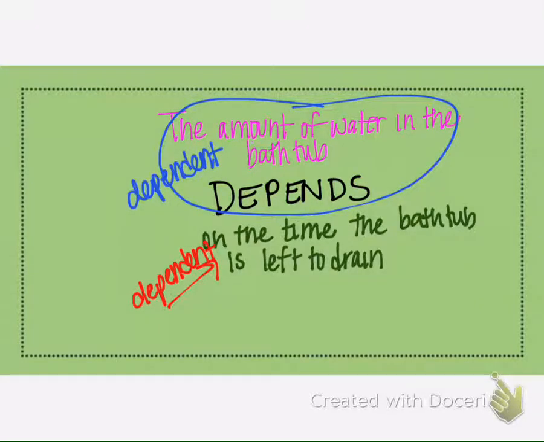So hopefully you're thinking the amount of water in the bathtub depends on the time the bathtub is left to drain. So the more time, the less water that will be in the bathtub. So therefore, since the amount of water depends, it is the dependent variable, and that leaves us with the time as the independent variable.